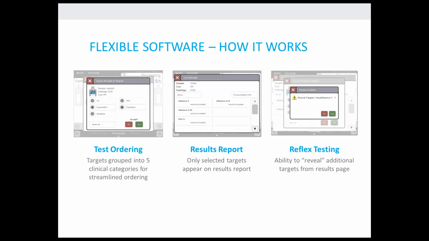It will just say results not available. So if they call down from the floor or do an add-on test and say we want to add on, for instance, a parainfluenza, then you would pull up that sample number and ask it to reveal additional targets, and then it says to confirm the target, to make sure that's the one. That gives you an option if you typed something wrong or clicked on the wrong thing; you do always have options to get out of that screen.